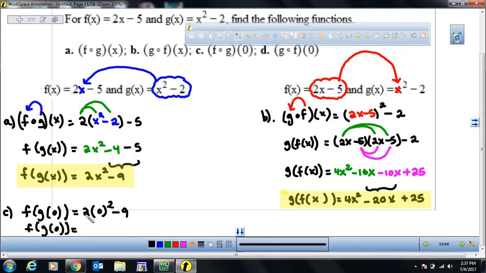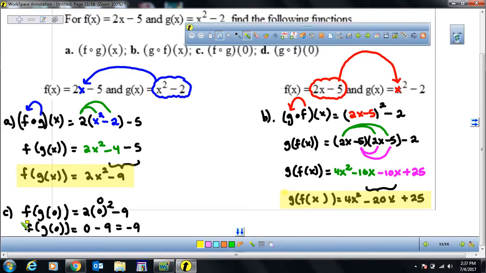That is going to give us 0 squared, which is 0, times 2 is still 0, minus 9 gives us a negative 9. So f of g of 0 is negative 9. That's the value.